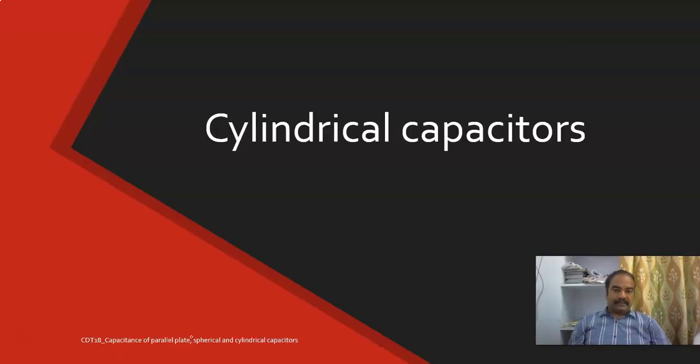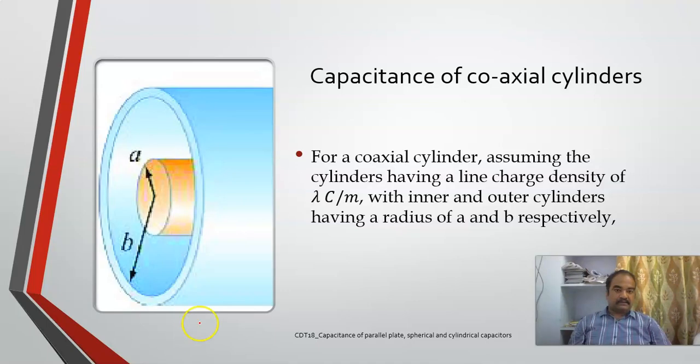So the next configuration is cylindrical capacitors. This is the cylindrical capacitor. This is just like our conductor lines, a cable. Coaxial cylinders, where the inner one is a cylinder of radius a, the outer one has radius b, and they are extending over infinite length. So when they extend over infinite length, I can't find out what the area is.